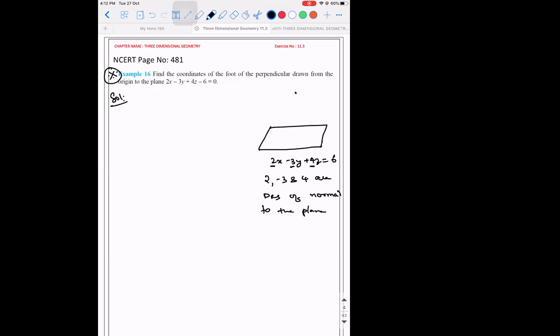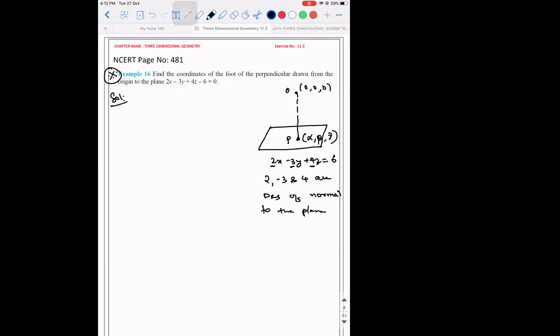So what are they saying? From the origin, there is a perpendicular dropped. If this point is P, our interest is to find the foot of the perpendicular. Let's call this foot of the perpendicular alpha, beta, and gamma. Am I clear, guys?